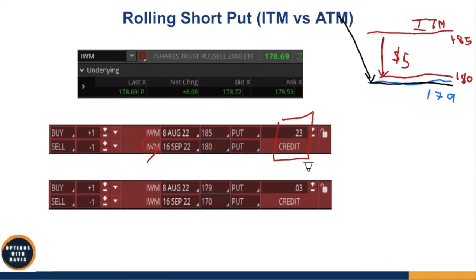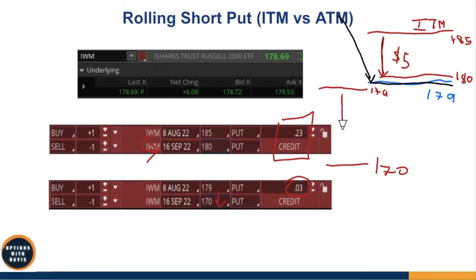So let us compare it to rolling when it is at the money. Let's say the market now comes down here, and when it touches our strike price at 179, we decide to roll. So from 179 we can roll all the way down to 170. You can see from 179, we rolled down to 170 and we could get a $3 credit. So this is the lowest that we can roll to for a credit.